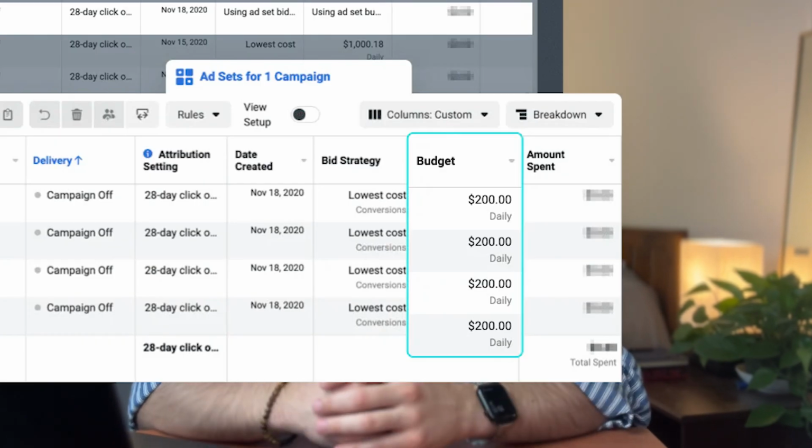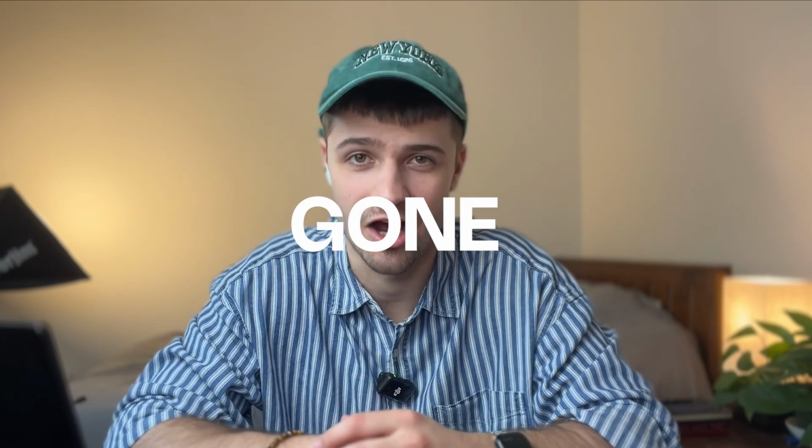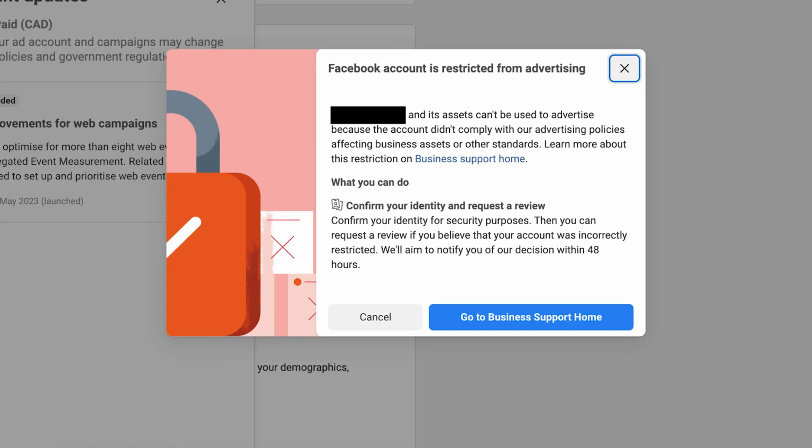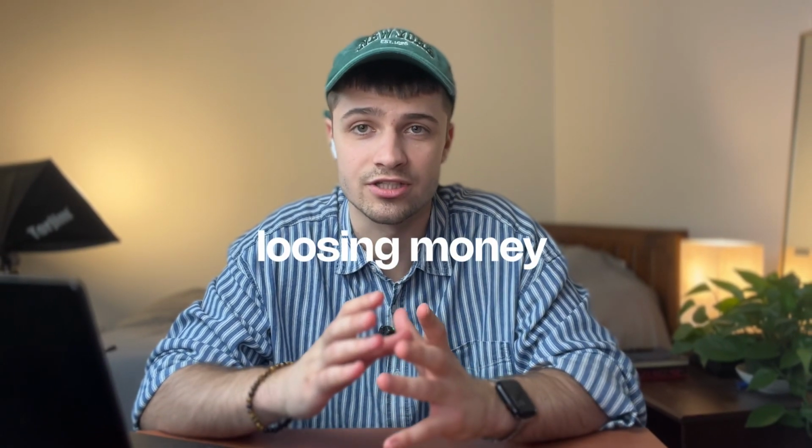If you're running serious ads, you already know Meta doesn't play around anymore. The days of casually launching ad accounts and hoping for the best are pretty much gone. In 2024-2025, ad account bans and policy restrictions happen instantly with no warning and often with no clear reason. So if you're not prepared for it, you're offline, you're losing money fast, and you just get no sales at all.